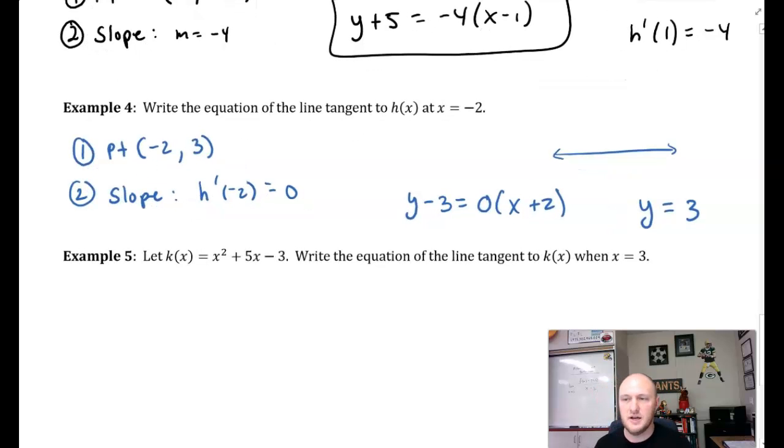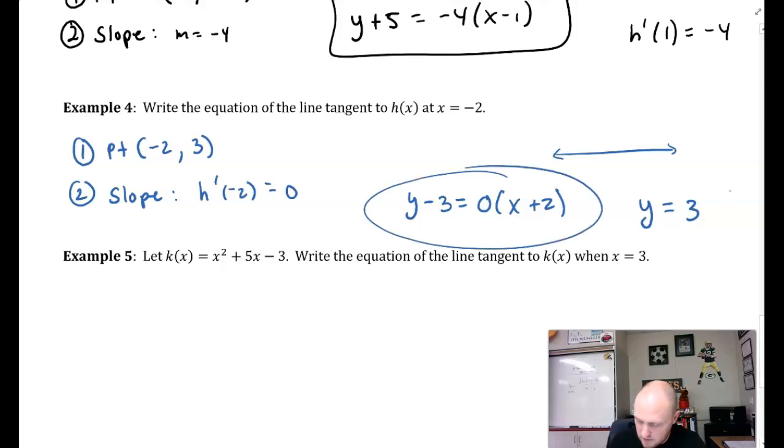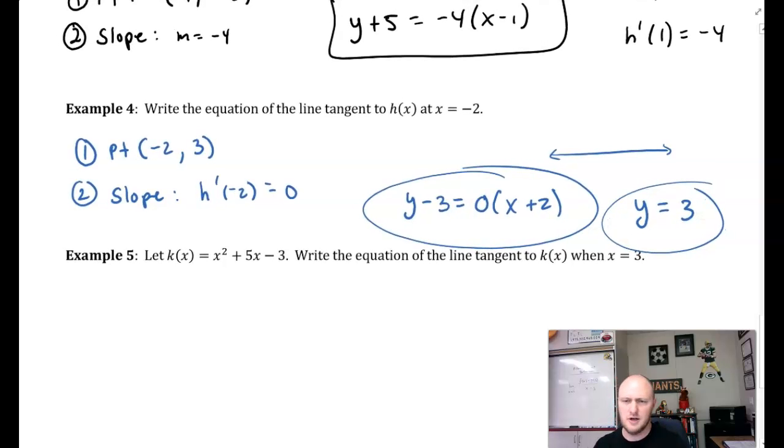Okay, it's a horizontal line. Horizontal lines are y equals. All of the y values are 3. So anyway, either of these would be acceptable. Did you get it? Good job.